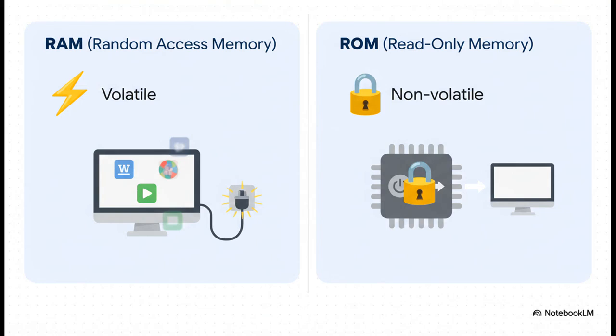If you remember one thing, remember this. RAM is volatile. That's the key word. When you turn the power off, poof, everything in it is gone. It's the temporary holding area for your operating system and whatever programs you're running.